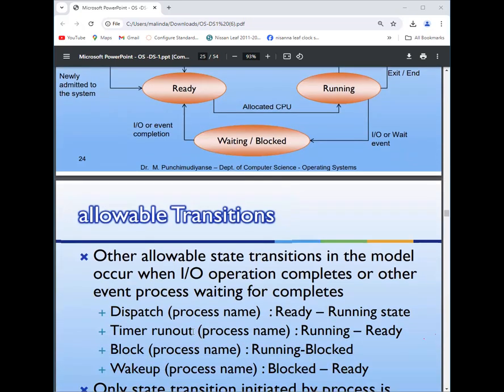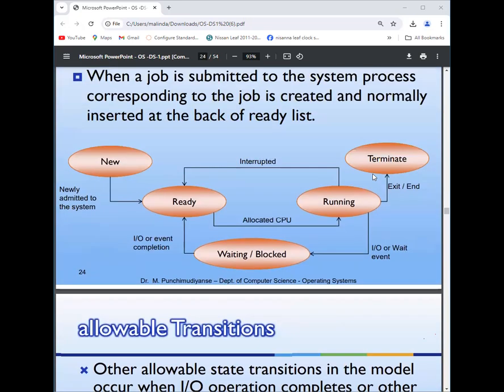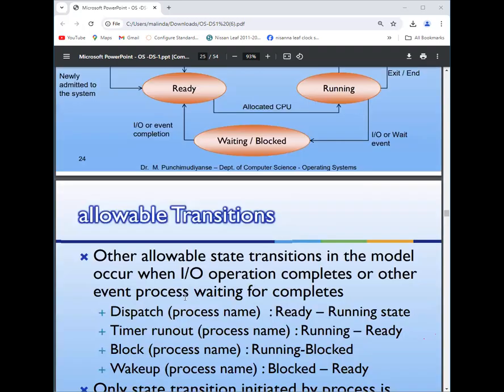We call that timer run out. That means the process has got some CPU time and has run within that CPU time, but there is still work remaining. So then that process is interrupted, and it waits for its next chance. It is moved back to the ready state and it waits. That is called timer run out, that means changing the running state to the ready state.